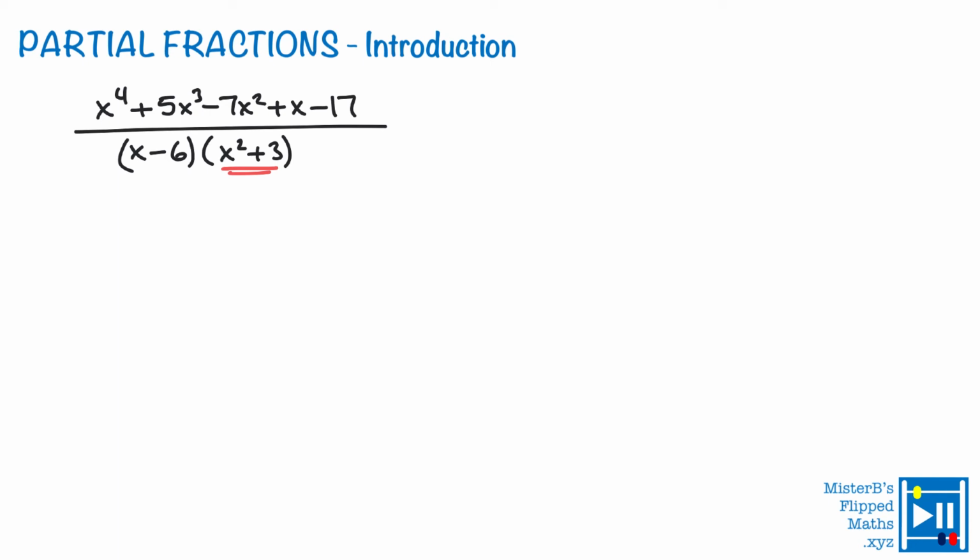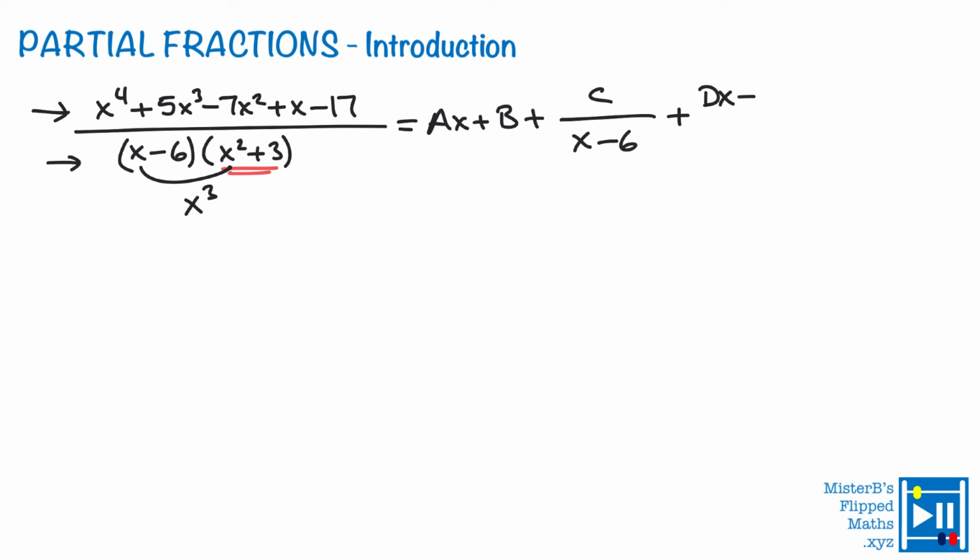So we have to write this fraction as ax plus b, because you see that this is a degree 4 expression and this is a degree 3 one, because x times x squared will give you x cubed. So you must have ax plus b in the beginning. And then you will start with c over x minus 6. And the next fraction, the last one, will be dx plus e over x squared plus 3.